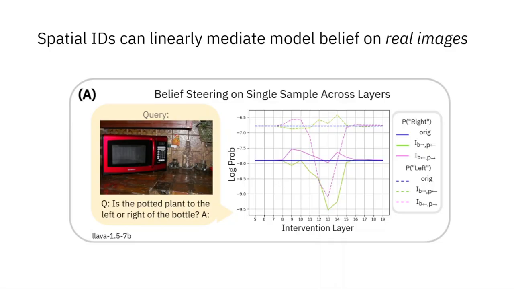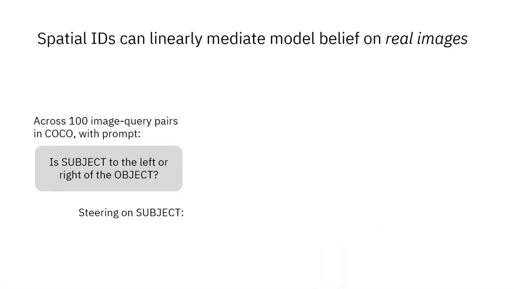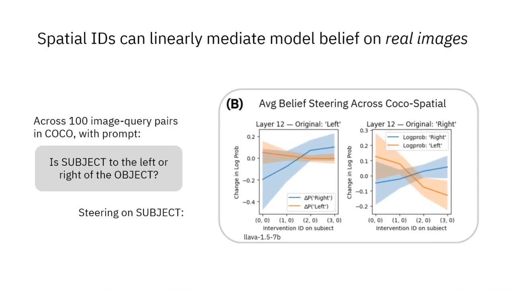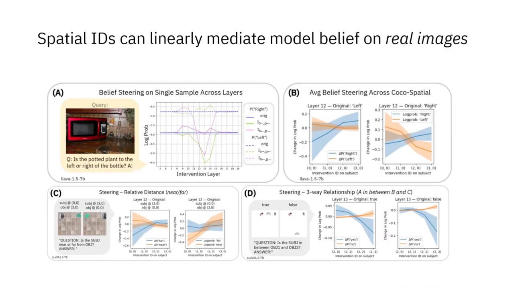We can observe this effect at scale by taking 100 samples from COCO. Given a query like, is the subject to the left or right of the object, adding spatial IDs towards the right makes the model increase the probability of responding right, and vice versa for left. Whether the original image depicted the subject being to the left or right does not matter. We can perform this steering for different query types such as near or far or in between, etc.